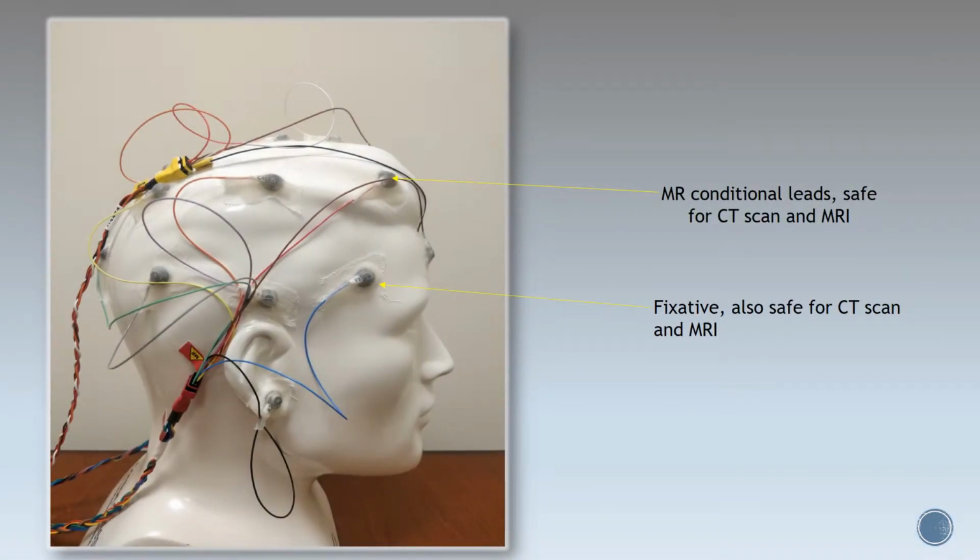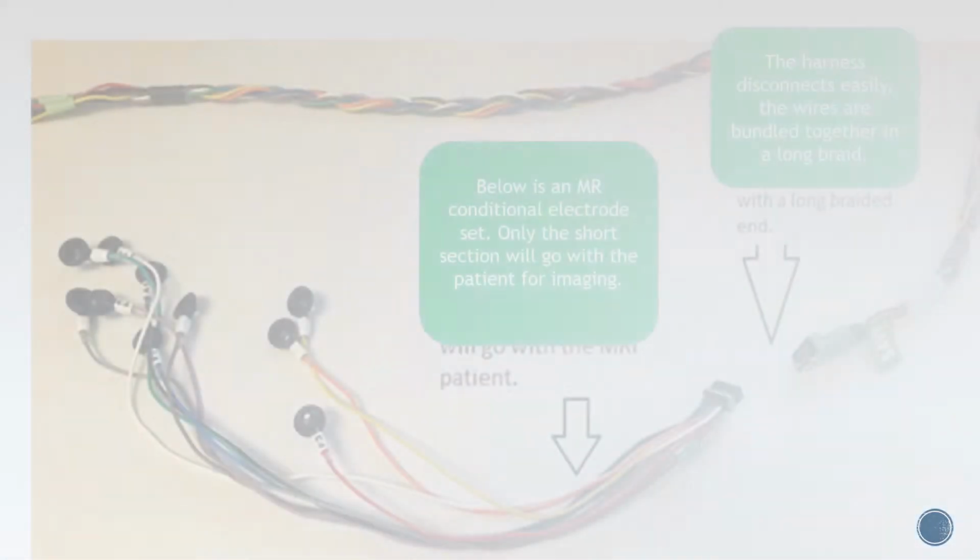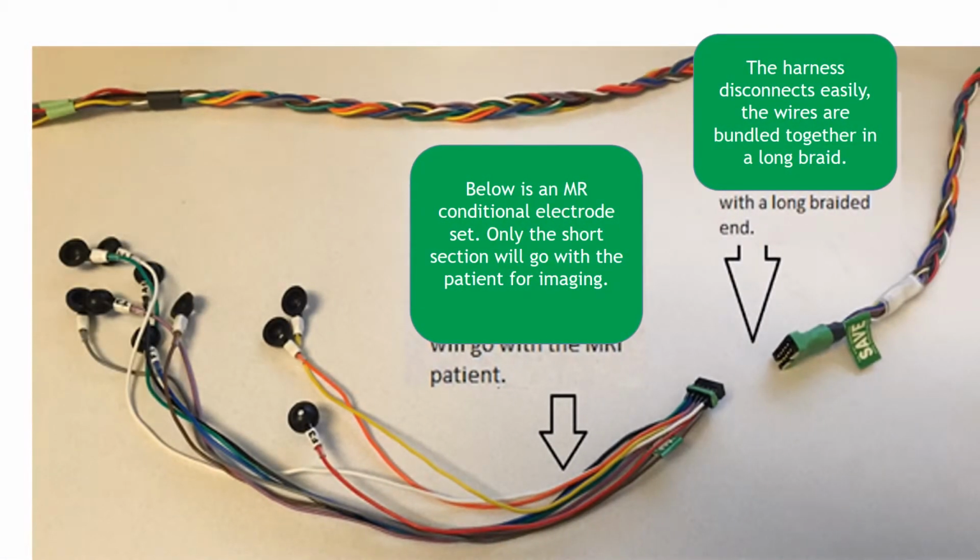A patient receiving continuous monitoring will be hooked up with MR conditional leads, allowing for CAT scan and MRI without disconnecting the leads from the scalp. The leads are attached with a hypoallergenic adhesive gel for maximum stability. Only the short electrode set will go with the patient to MRI or CAT scan. The harness disconnects easily and should never accompany a patient going for imaging.